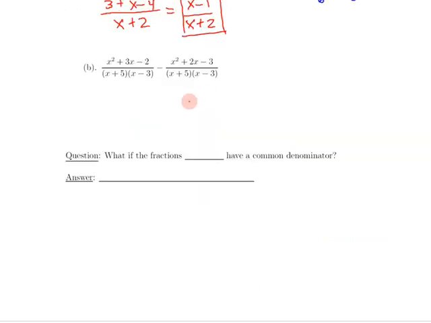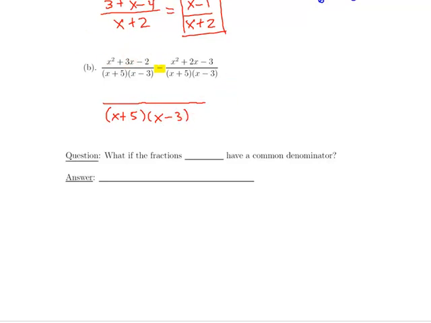The only difference between this problem and the previous problem is that we're now doing a subtraction problem. That is, we have this minus sign in between here. So we again have a common denominator, so we can write this as x plus 5, x minus 3 in the denominator of our answer. But now we've got to subtract.